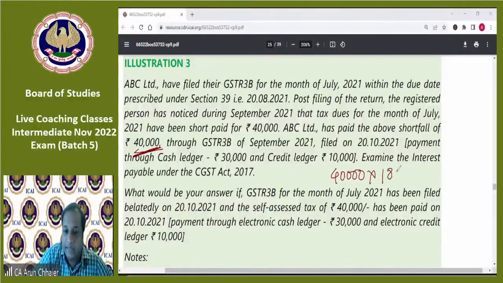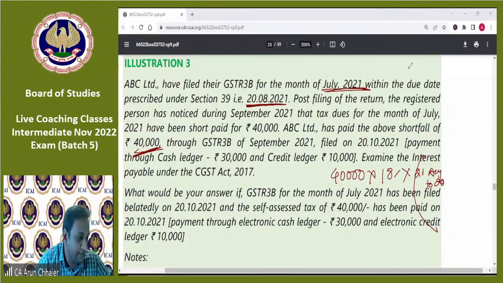multiplied by 18%, multiplied by the number of days. What is the due date of July? 20 August. So from 21st August to 20 October, calculate the number of days. Someone has told 61.